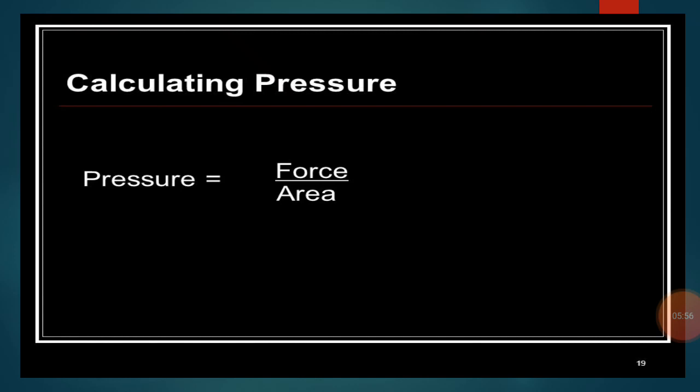So we can calculate the pressure by using this formula, and I have told you the SI unit of pressure. The SI unit of pressure is Pascal, and 1 Pascal is equal to 1 Newton per meter square. How is it 1 Newton per meter square? Because we know that pressure is equal to force upon area, and the SI unit of force is Newton, and we calculate the area in meter square. So the SI unit for measuring the pressure is Pascal, and 1 Pascal is equal to 1 Newton per meter square.